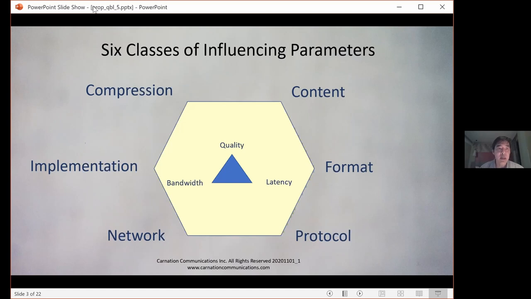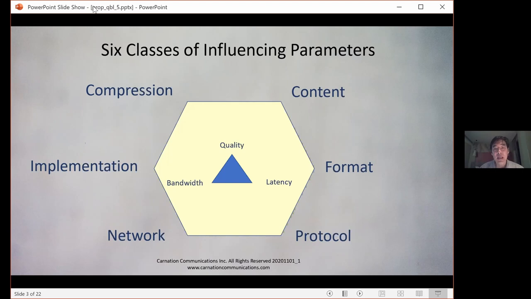You have the network we just mentioned. The network could be a point-to-point, it could be a multi-point, it could be a switching-based network. Anything related to the transmission, I'm classifying and grouping into the network.